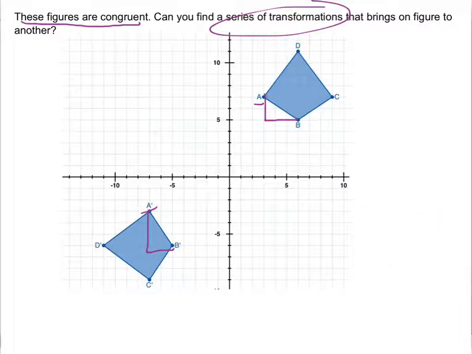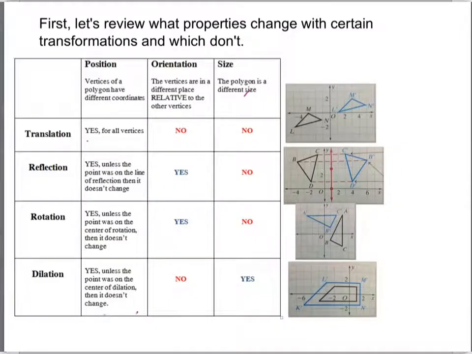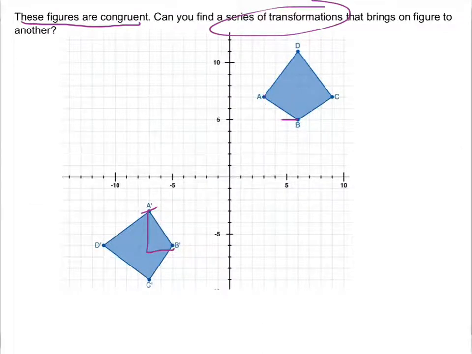Now let's go back to that chart for a minute. The orientation changes with reflection and rotation. So either a reflection or a rotation had to have happened in order for that orientation to change. It looks to me like you could reflect it here and then reflect it here to get it into that quadrant. Or let's see if we can do a 180-degree rotation.